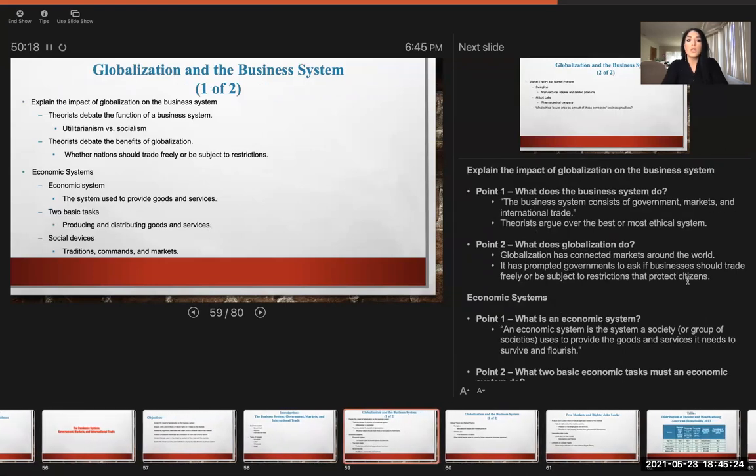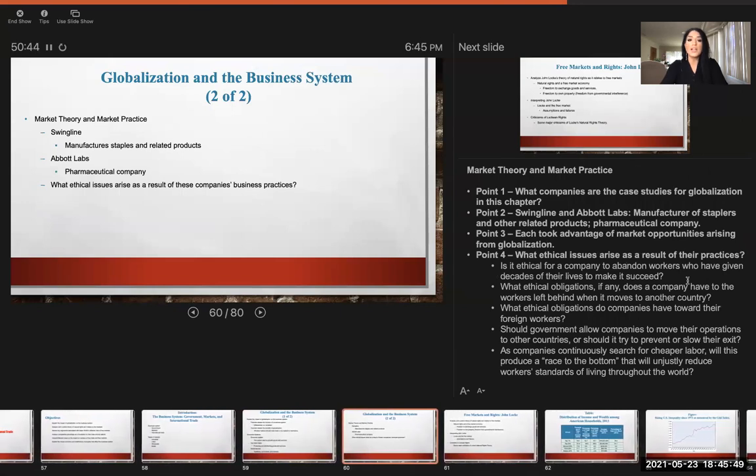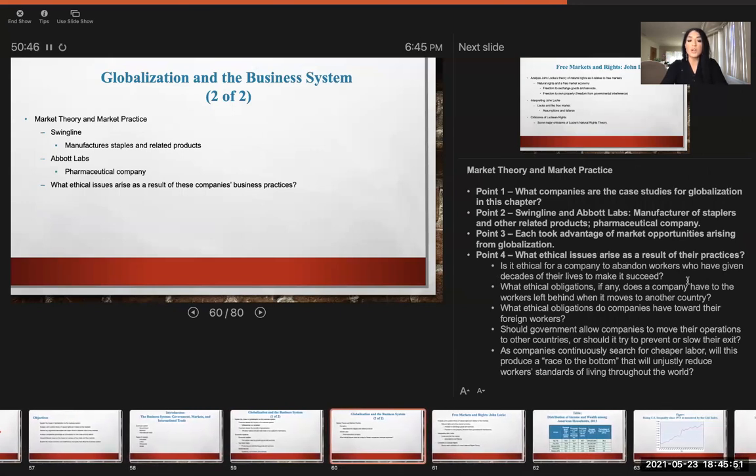We look at theorists debating the function of a business system, whether it's utilitarianism or socialism. Theorists debate the benefits of globalization, whether nations should trade freely or be subject to restrictions as well. We then also look at the economic system, the system used to provide goods and services. Two basic tasks are producing and distributing goods and services, as well as social devices, traditions, commands, and markets as well. We then jump into the aspect of market theory and market practice.